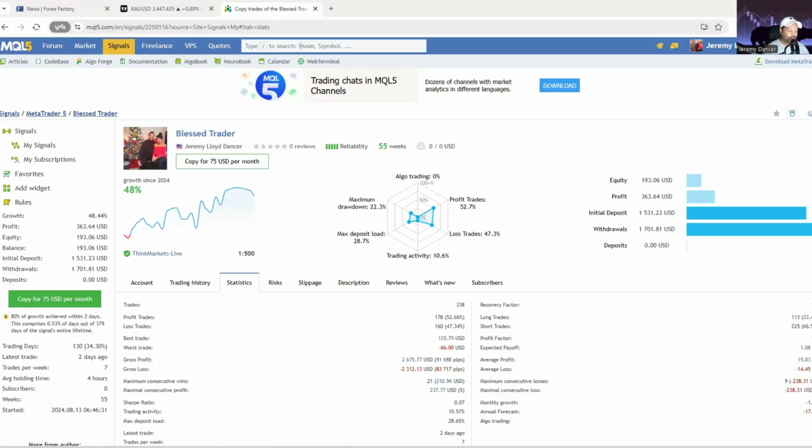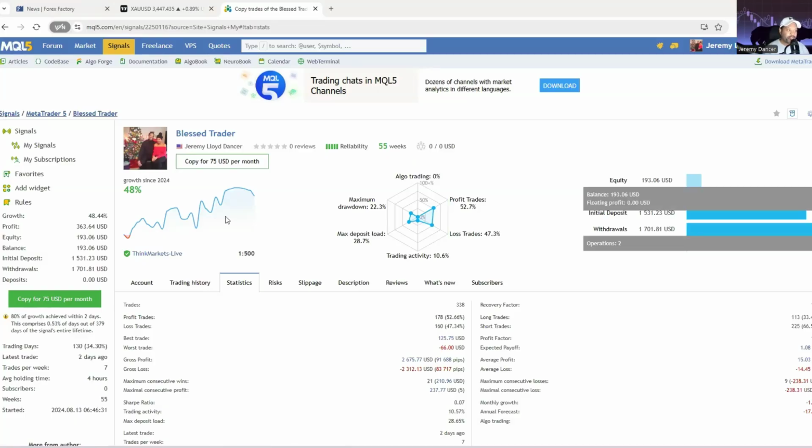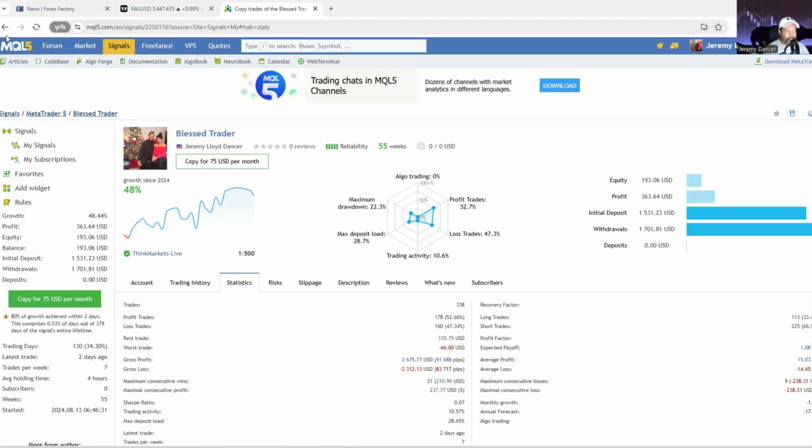Okay, so this right here is one of my accounts. It's called Blessed Trader, and you can see that this is on MQL5 as well. And this is available to anybody. If you have an account on MQL5, you can see more information like the stats. It's free to do so. And besides, most people already have an MQL5 account. Every time you download a MetaTrader 4 or a MetaTrader 5, it directs you to this site. And once you create an account, you can see all the details of my account.